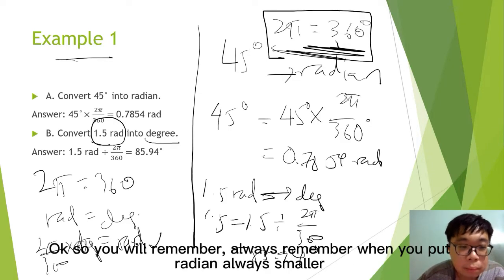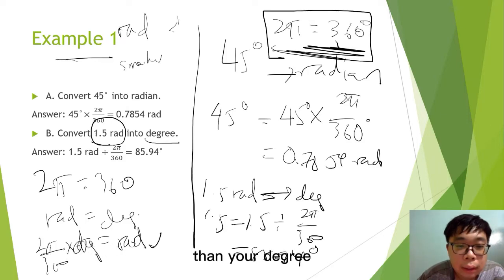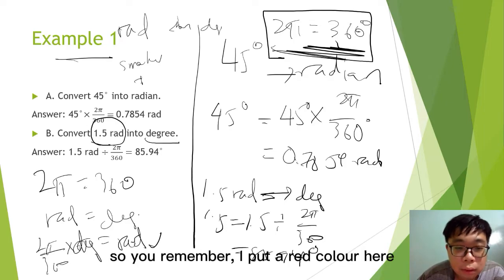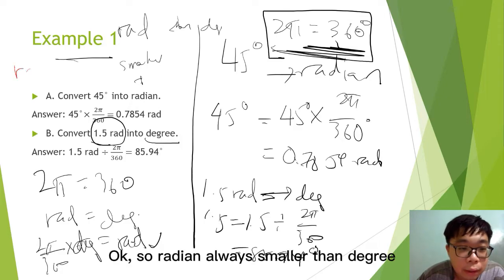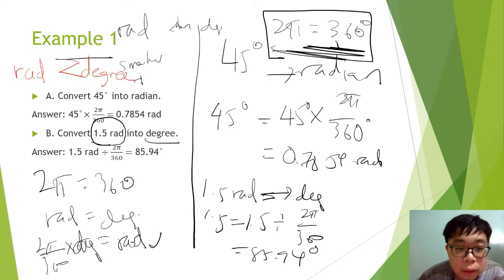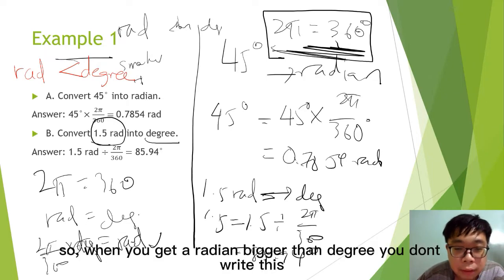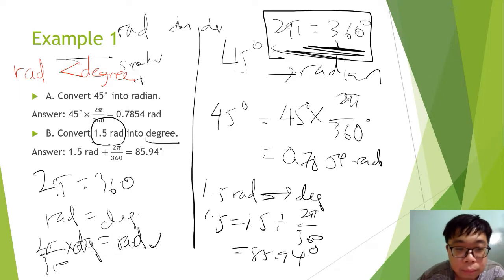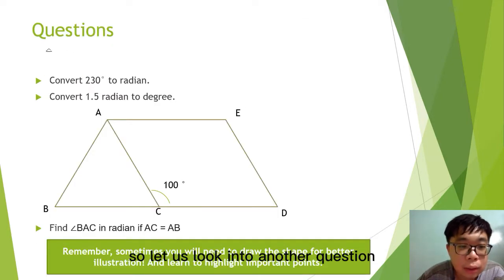Always remember, when you put radian, the number is always smaller than your degree. I put a black color here: radian is always smaller than degree. So when you get your radian bigger than degree, you know the answer is not okay.